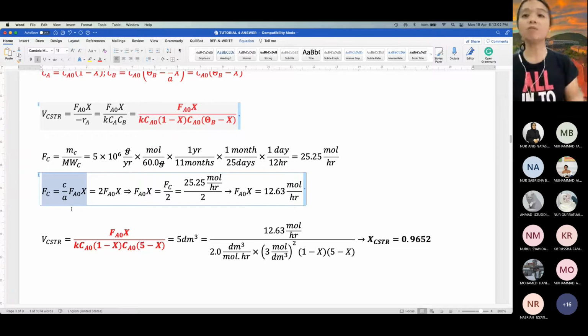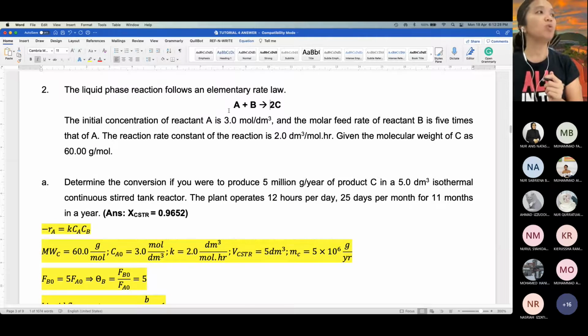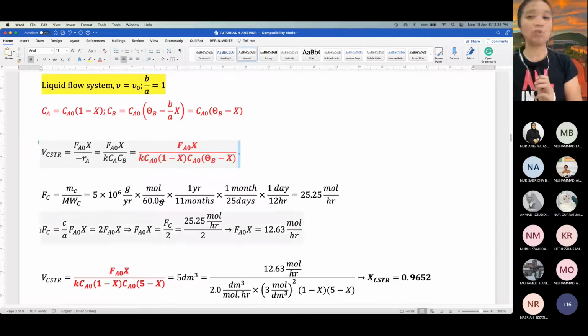Right, so in the stoichiometric table, the correlation states FC equals C per A times FA0 X. So here I already know FC, right? Okay, so by right I can get FA0. But there's one interesting thing. Before I go there, C per A is the stoichiometric coefficient. If you look at the equation, it will be 2 over 1. The stoichiometric coefficient for C is 2, for A is 1. So C per A becomes 2. So FC equals 2 FA0 X.